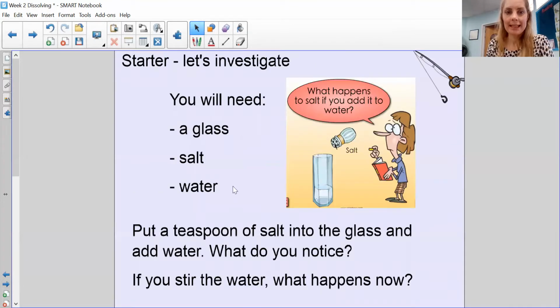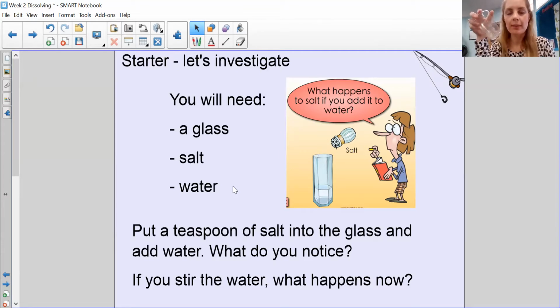So we're going to be investigating some things, all right? What happens to salt if you add it to water? So you're going to go and do this little experiment now. You're going to need a glass, okay, it could be a plastic see-through transparent cup even, something like this. You'll need some salt and you'll need some water. And then you're going to take a teaspoon of the salt, put it in the cup and give it a whirl and tell me, what do you notice, okay? All right, so if you just put the salt in, add the water, see what happens, and then give it a stir. So pause the video now, see if you can go get some salt.